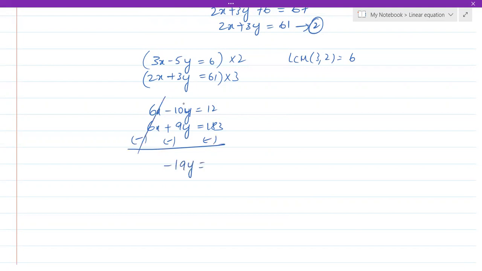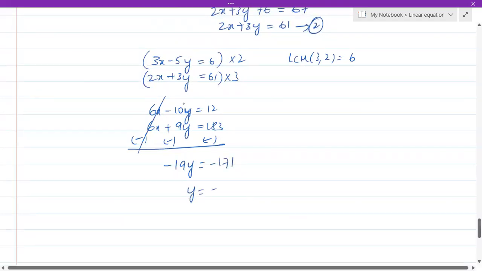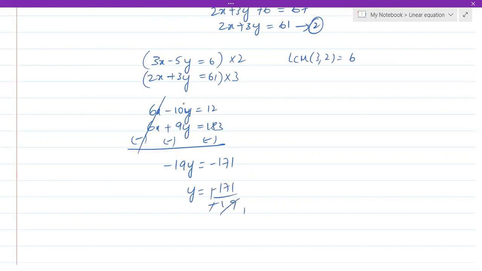19y equal to minus 183 plus 12. It becomes minus 171. Therefore, y is equal to minus 171 by minus 19. Minus minus gets cancelled. 19 ones are 19, 19 nines are 171. Therefore, y value is 9. That is, the original breadth is 9 meters.